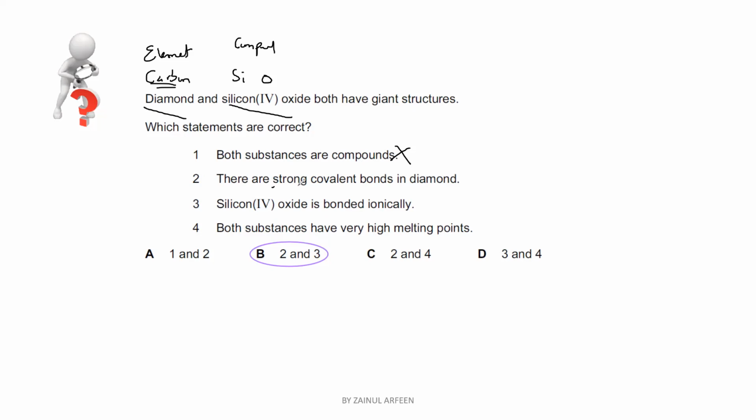When you check option 2, there are strong covalent bonds in diamond. So there are strong covalent bonds in both diamond and silicon dioxide. So this statement is true. Silicon dioxide is bonded ionically? That's wrong. It is a covalent bond, and both substances have a very high melting point. So that is also true. So what are the right statements? 2 and 4 are the right statements. Is it clear?